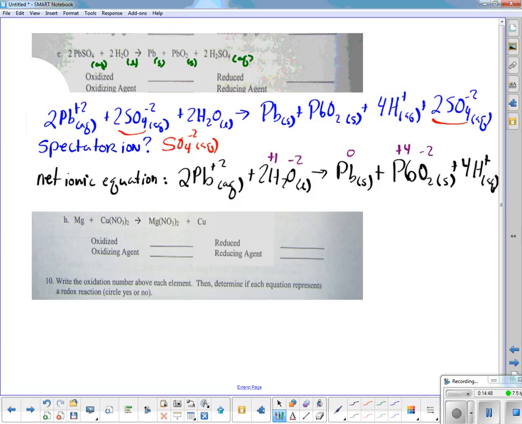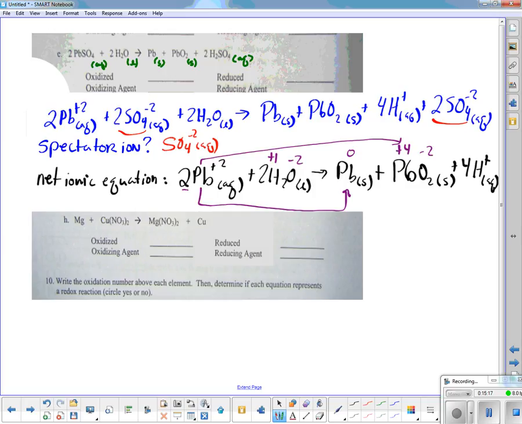And I've got the hydrogen. If I look at this, lead, I've got 2 of them. One of them is going to go to the 0, and one of them is going to go to the plus 4. So lead here is both oxidized and reduced. Yes? How would the 4H be a positive? Is it by itself? Right, but it was part of the H2SO4. Oh. Okay?